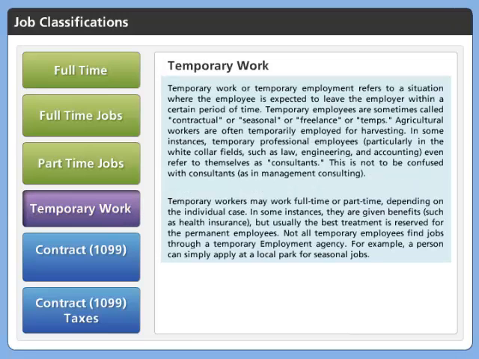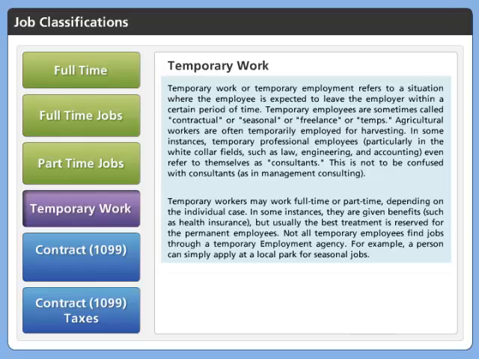Temporary work or temporary employment refers to a situation where the employee is expected to leave the employer within a certain period of time. Temporary employees are sometimes called contractual or seasonal or freelance or temps. Agricultural workers are often temporarily employed for harvesting. In some instances, temporary professional employees, particularly in the white-collar fields such as law, engineering, and accounting, even refer to themselves as consultants. This is not to be confused with consultants, as in management consulting.